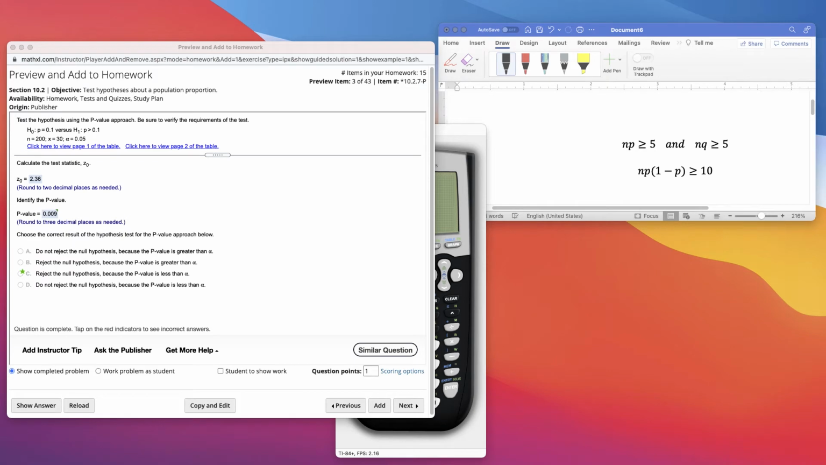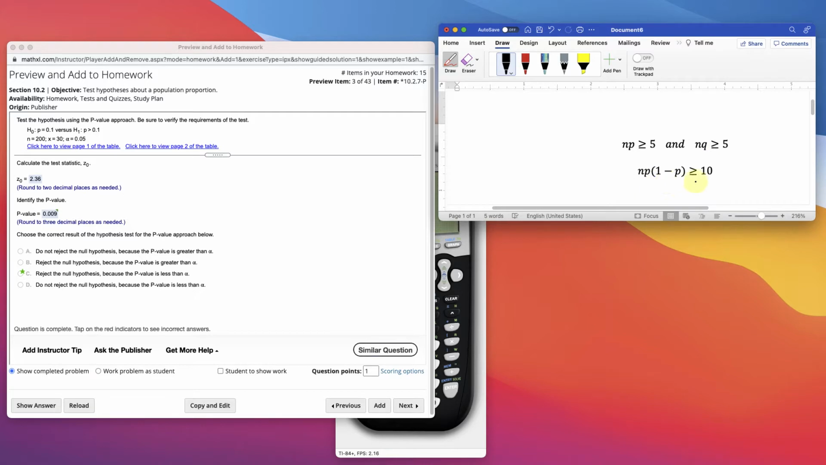Okay, in this video we're going to look at testing a claim about a proportion with StatCrunch. So here are the directions, and before we start this, since it's a proportion, we need to always check two things. For Triola, we need to check that np is greater than or equal to 5 and nq is greater than or equal to 5.